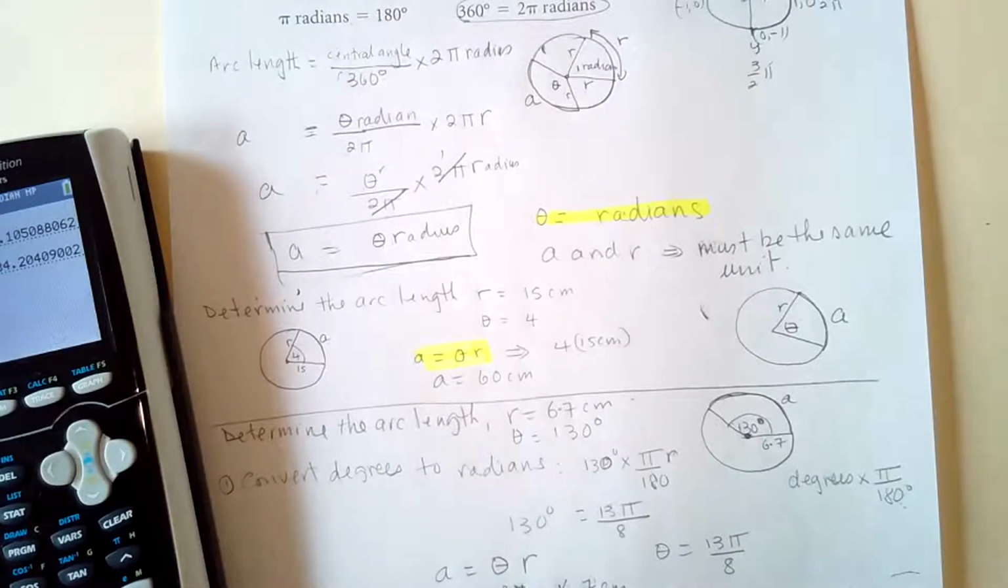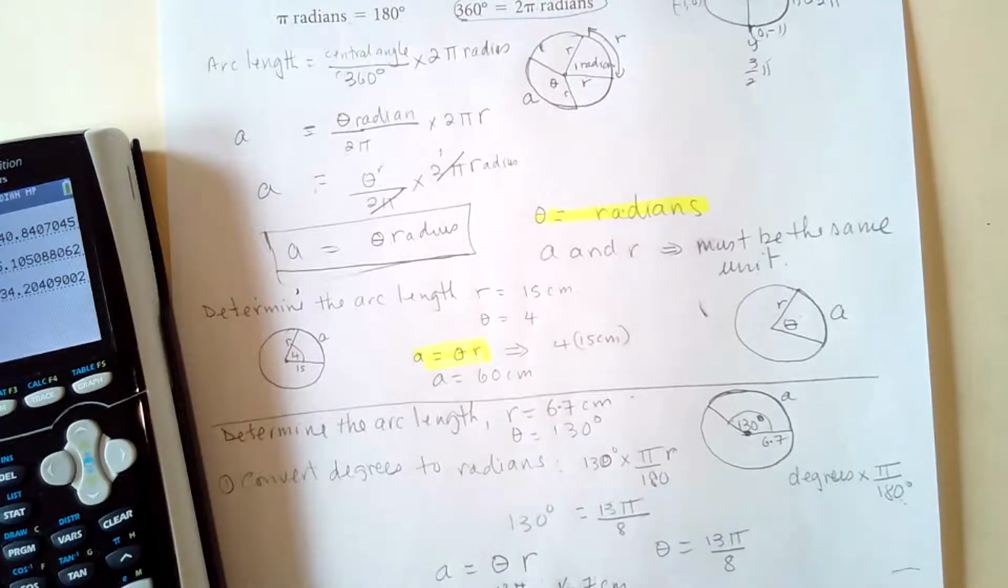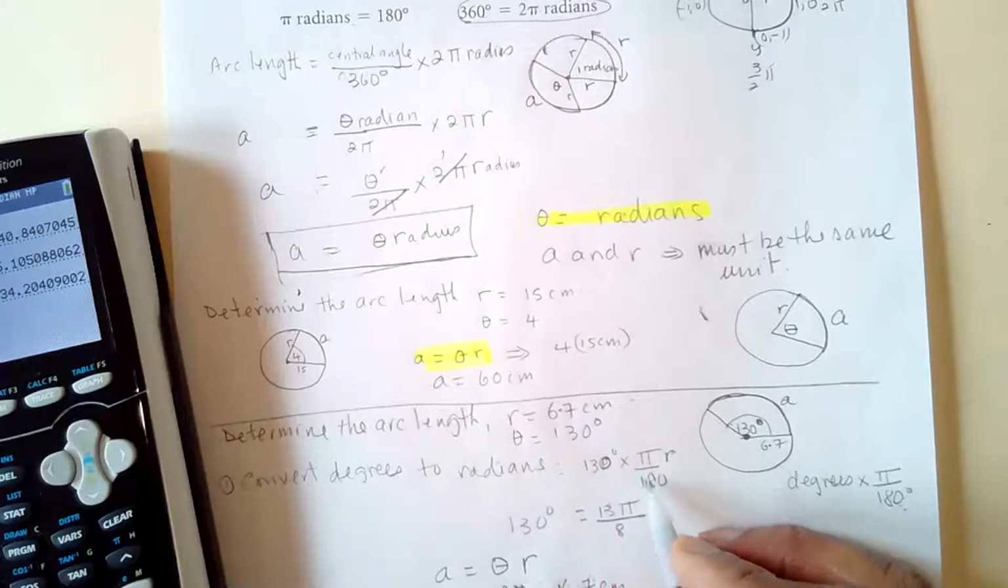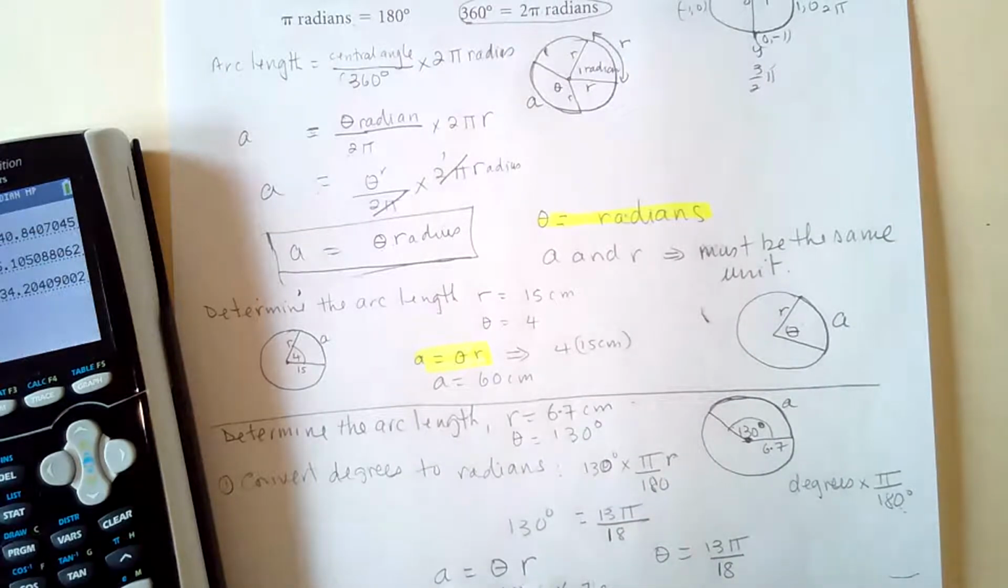Okay, what do I have here? 13 pi, let's read it again. 13 pi divided by 8 multiplied by 6.7. Let me double check my answer here. 130 should be 13 over, oh, this should be 18. Now I know it's wrong. It should be 13 over 18.